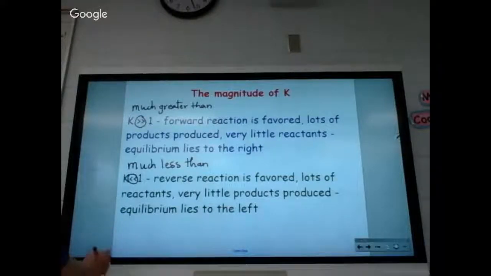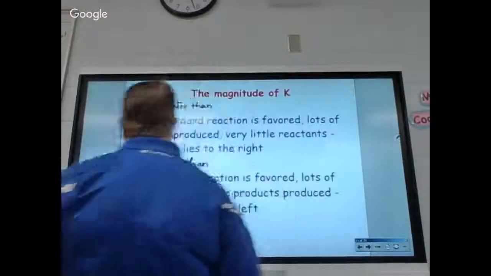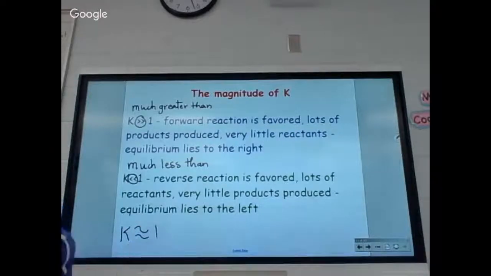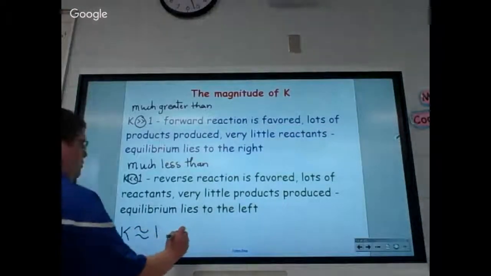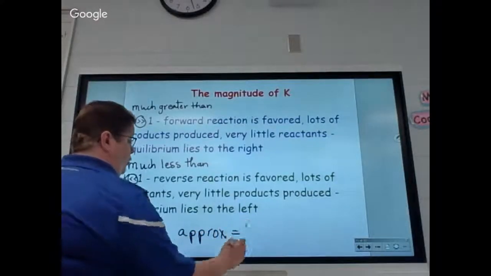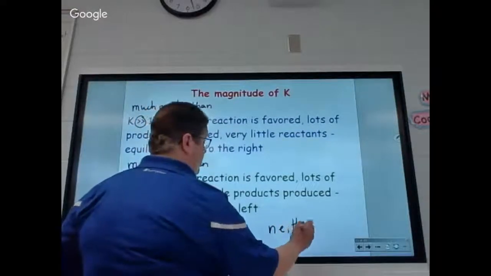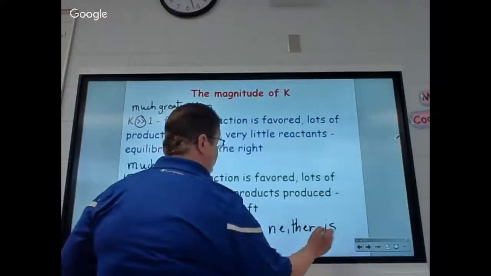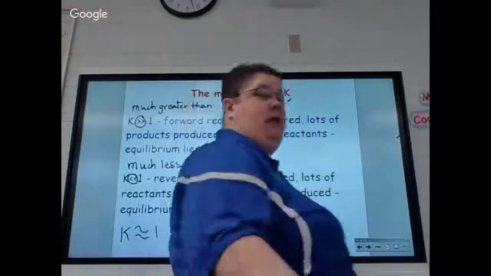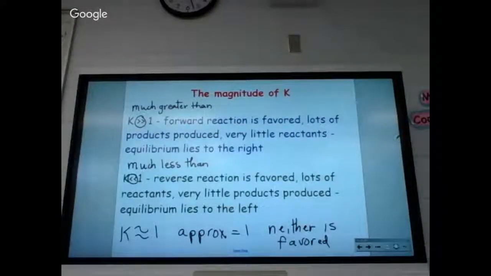Now, one that I didn't put up here. I'm going to talk about it, that's why I said I'd explain it. Okay? Now, if K is approximately equal to 1, okay? If it's approximately equal to 1, that means neither is favored. All right, and I'll let you catch up, and then I'll explain some examples and some numbers and talk about which one's which.